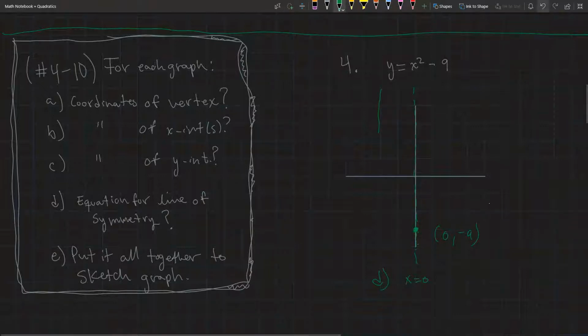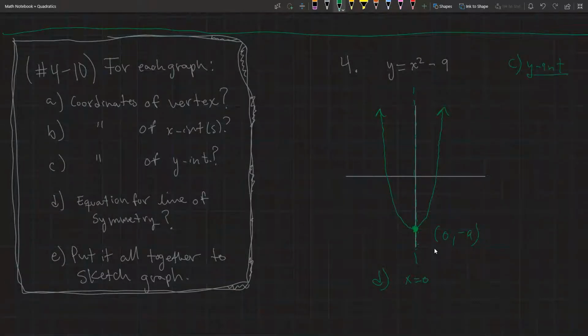Whoops. I always struggle with these myself, so let's try that again. It should be something like that. Excellent. I'm more pleased with that one. And notice how our vertex happens to also be our y-intercept. So that's also something I'm going to write here. Letter C is y-intercept.